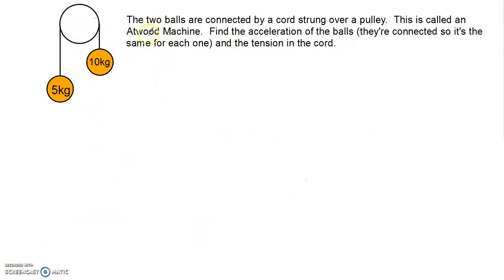This is called an Atwood machine. We have two masses hung from a pulley. They don't have to be balls. This pulley is frictionless and massless, or it gets way more complicated. And again, we're going to find acceleration, and then we're going to find the tension in the cord. So first step was free body diagrams. We're going to call this mass 1 and this mass 2.